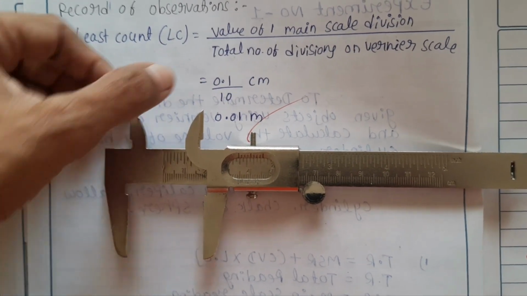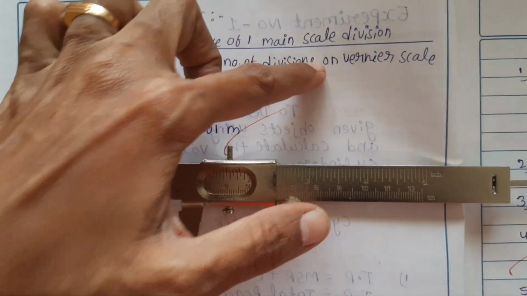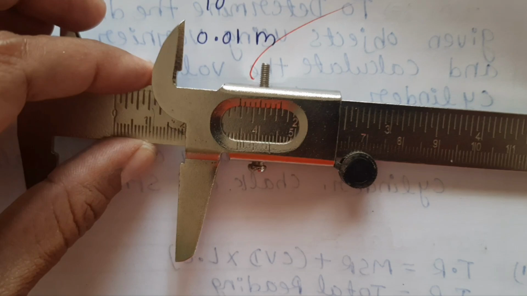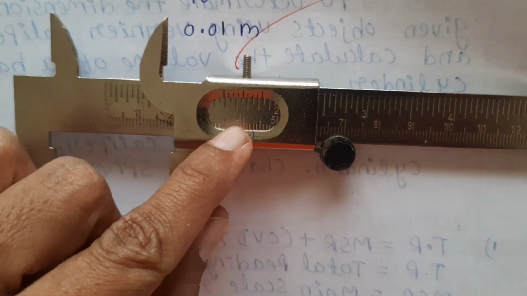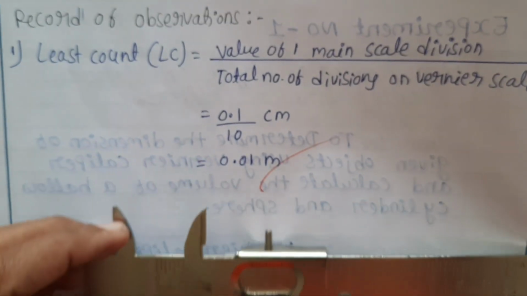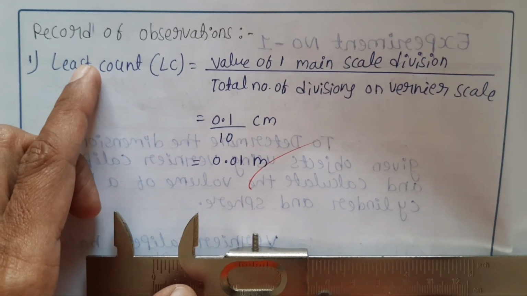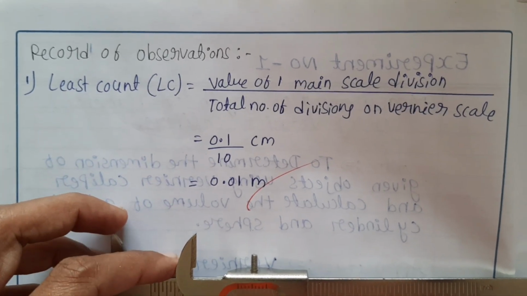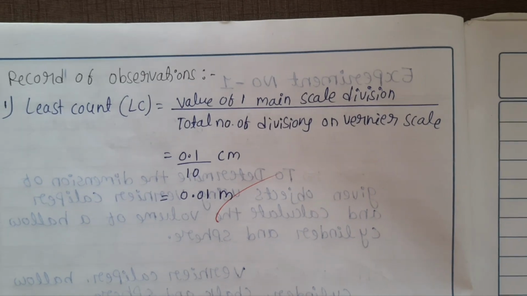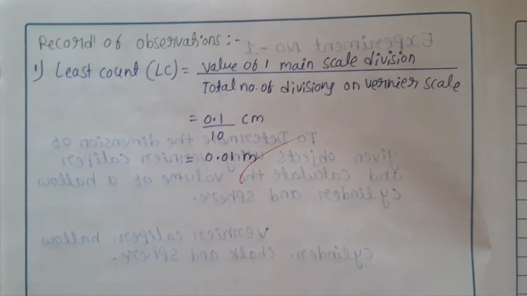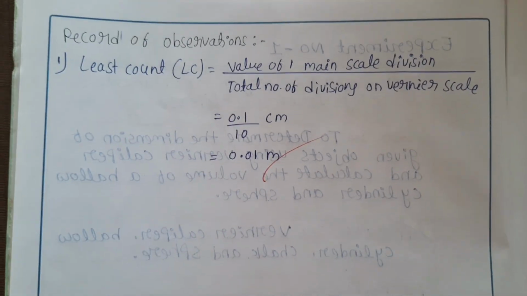So 0.1 divided by the total number of divisions on the Vernier scale. You can see here the total number of divisions on the Vernier scale is 10, these lines. So 0.1 divided by 10 is 0.01, which is the least count of the Vernier caliper. After calculating the least count, you can go for any of the material. You can take it and measure the length or diameter.